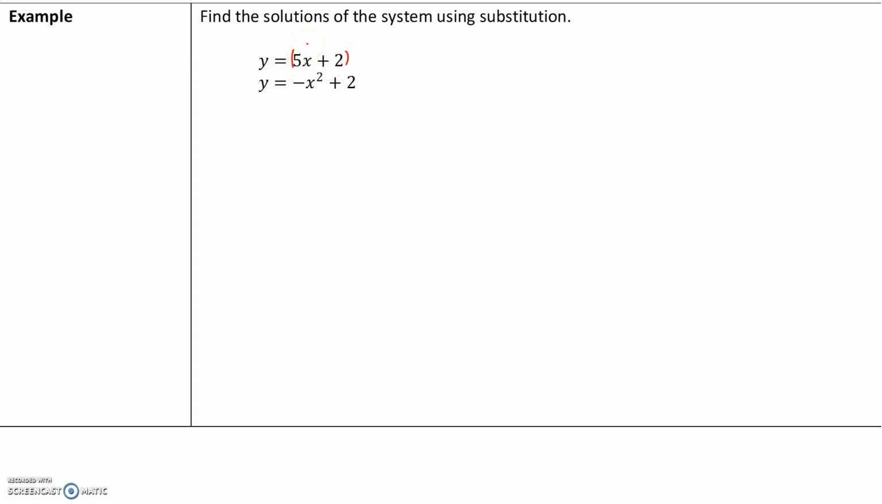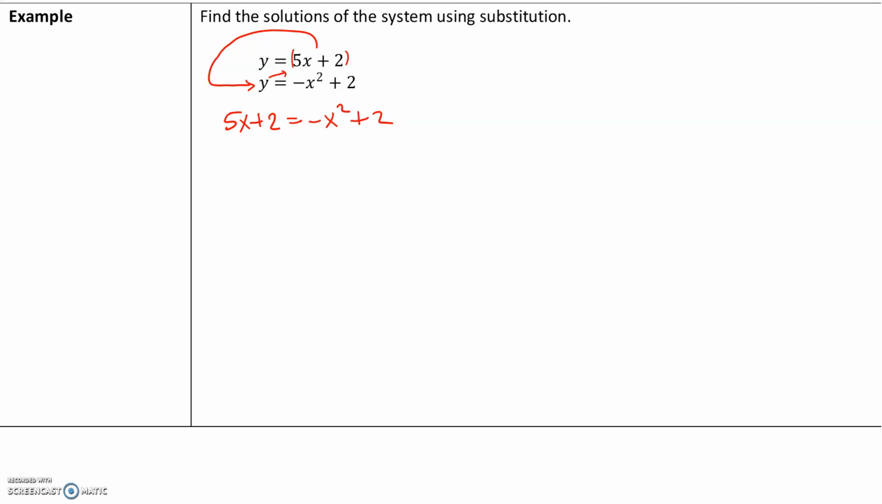Not the value, the expression for y, which is 5x plus 2. We take the expression for y, 5x plus 2, and we're going to substitute that entire expression in that second equation. So instead of y, I'm going to replace the y with its equivalent, which is 5x plus 2. So I'm going to get 5x plus 2 equals negative x squared plus 2.